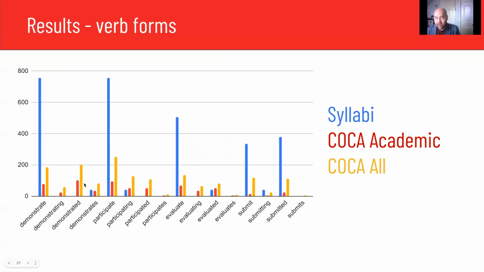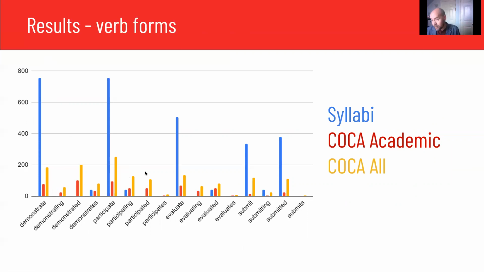So you see, for example, in the verb demonstrate, that the form demonstrate, which is either plural or first person present tense, or an infinitive, is much more common than demonstrating or demonstrated, both of which do not occur at all in the syllabus corpus. And then demonstrates, I think, occurred maybe once or twice. So it's overwhelmingly more common than the other forms. It's also much more common in the syllabus corpus than in the other corpora. And in the other corpora, the forms of demonstrate are more evenly distributed, right?